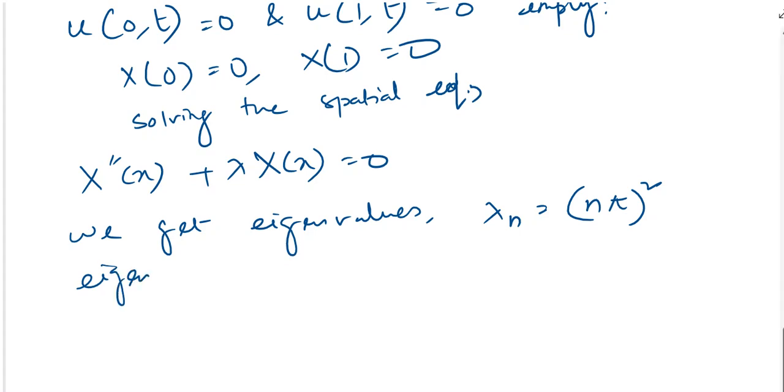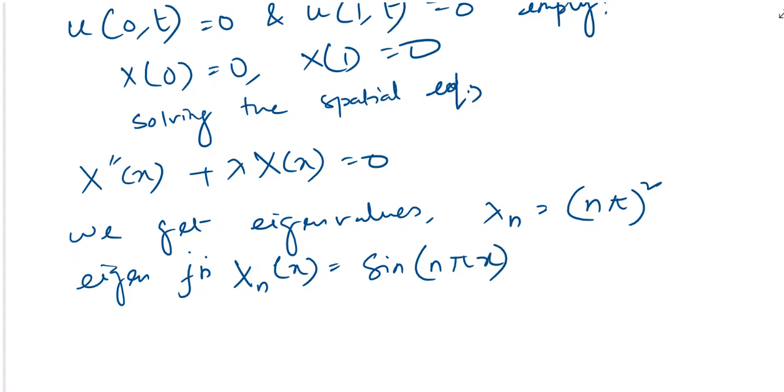And corresponding to this, the eigenfunctions. What will the eigenfunction be? The eigenfunction will be X n of x equals sin n pi x, for n equals 1, 2, 3, up to infinity.